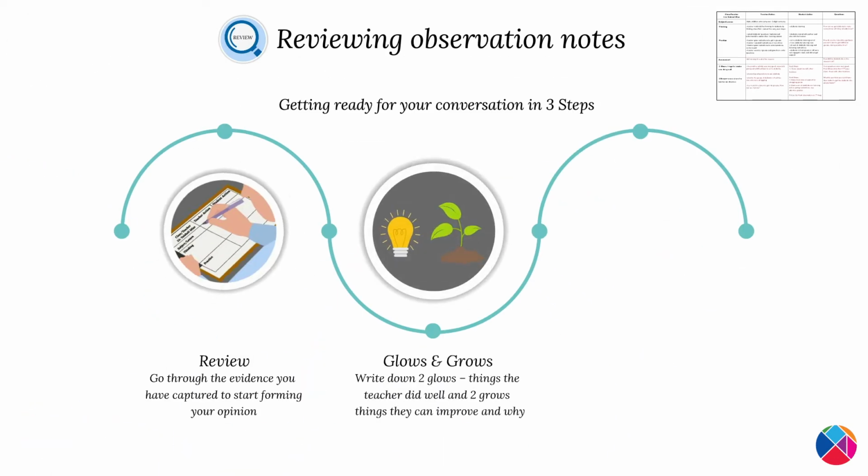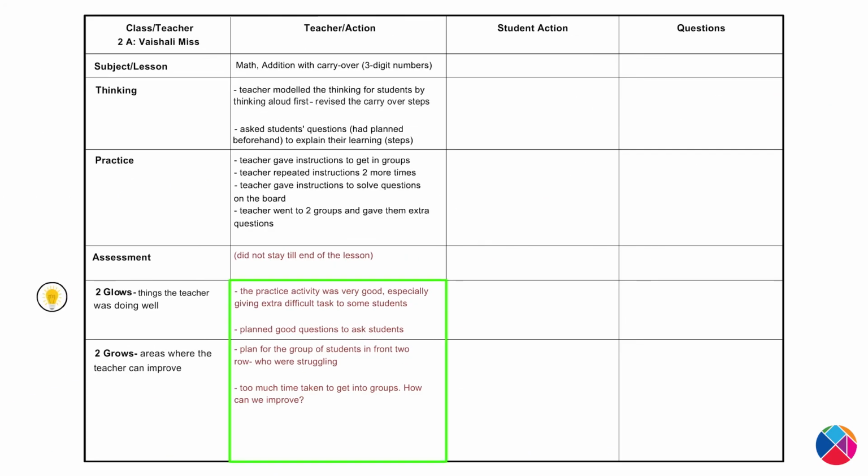Next, it's time to write down the glows and grows. Glows are the shining moments of the teacher, what they did well, and grows are the opportunities where they can improve. We don't want too many. 2 each is a good number. We can even choose to do just 1 each for short observations that are only 10 to 15 minutes long.